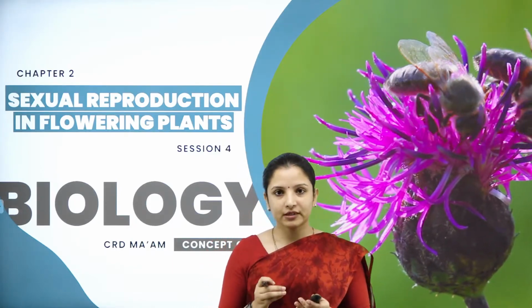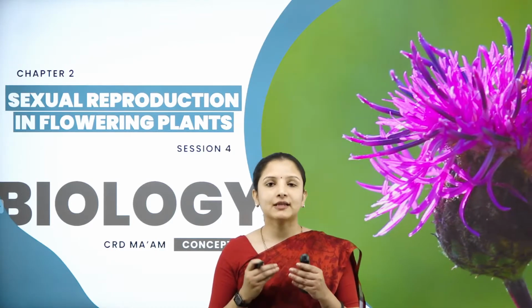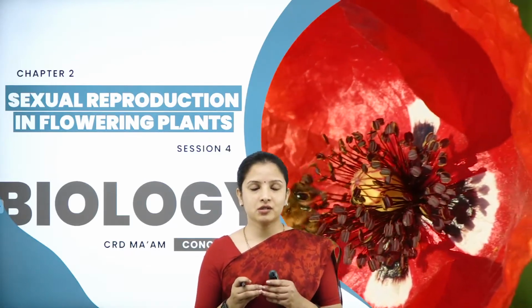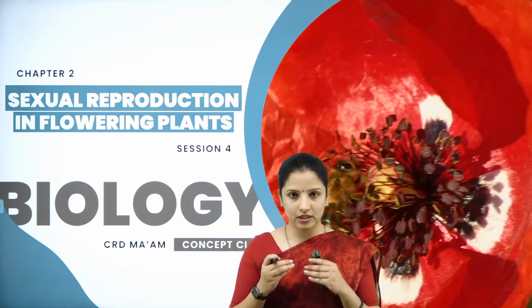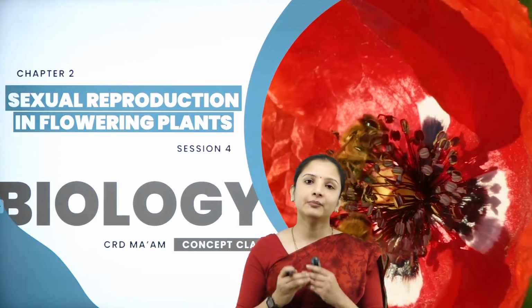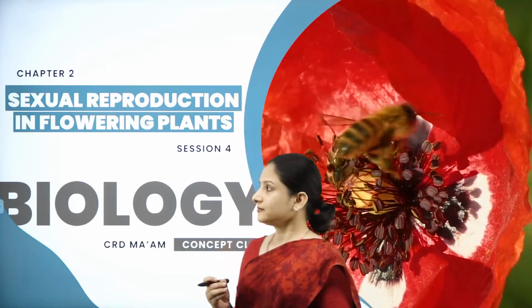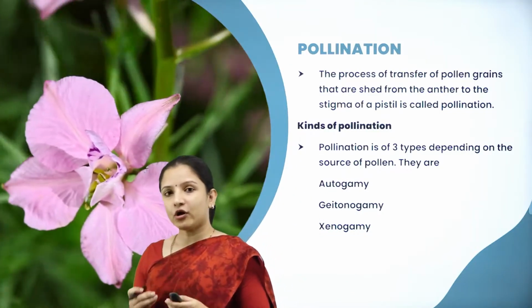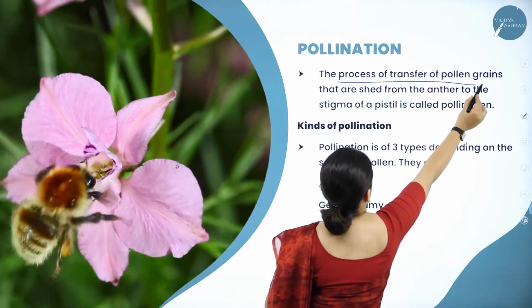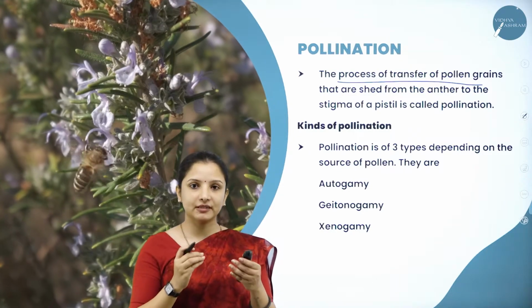So, if the pollen grains have to be carried from the anther to the stigma, then various agents will help in doing so. In this particular session, we will study pollination and the different agents that help in bringing about pollination in a flowering plant. Pollination is nothing but the process of transfer of pollen grains. Where are the pollen grains present? They are present in the anther.